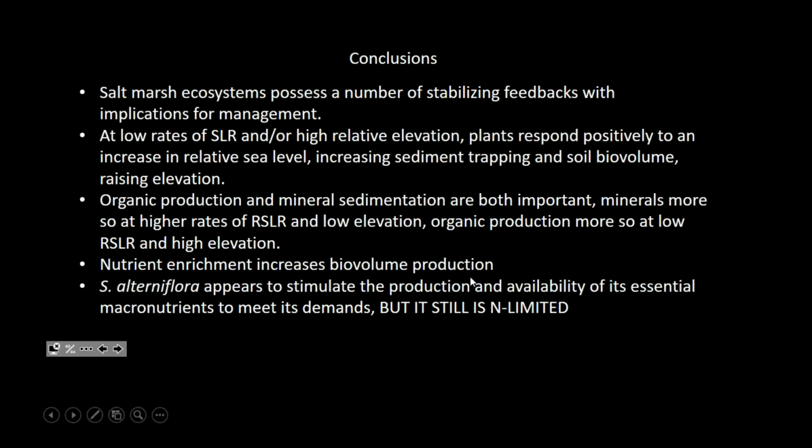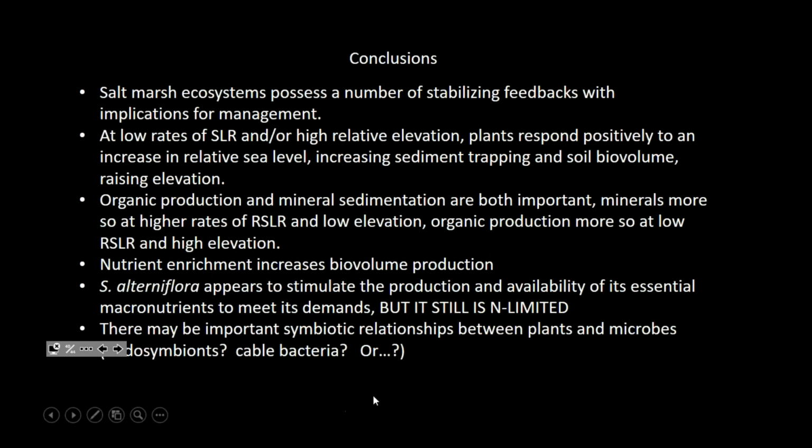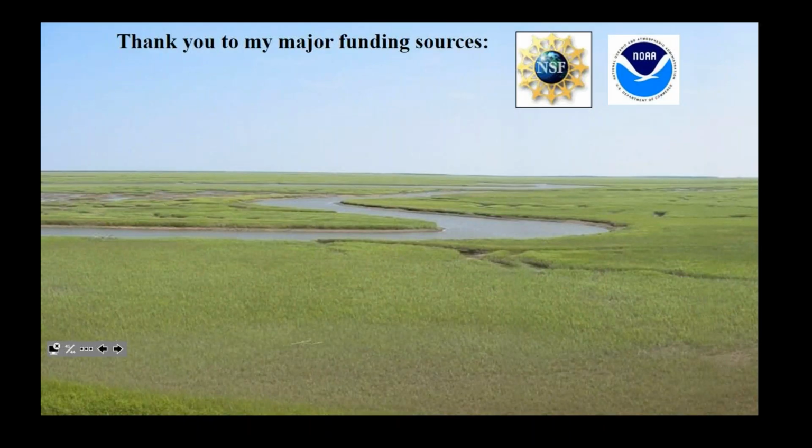Nutrient enrichment increases biovolume production, and Spartina appears to stimulate the production and availability of its essential macronutrients to meet its demands, but it is still nitrogen limited. And there may be important symbiotic relationships between the plants and the microbes. You know, there may be endosymbionts that are important, cable bacteria, or who knows what. I mean, I'm convinced that there's some really important relationship between the microbes and the plants that help to make this system work the way it does.